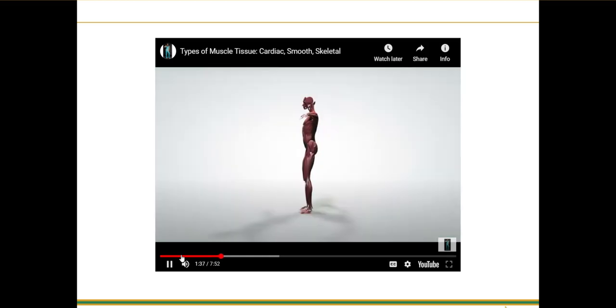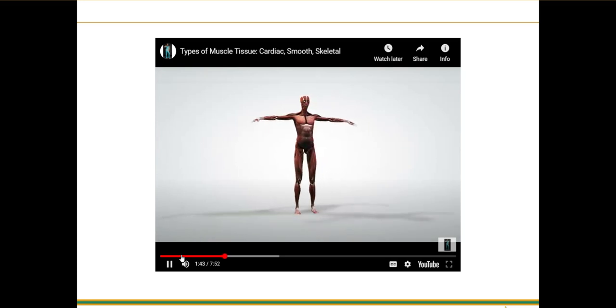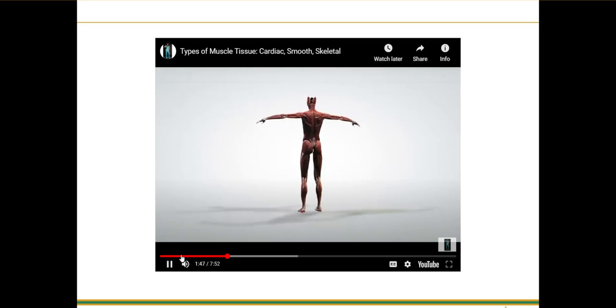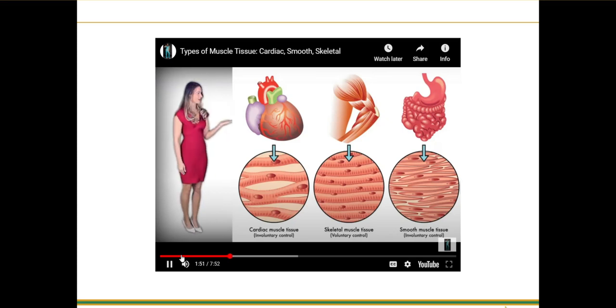Did you know that muscles make up about half of your body weight? Without muscles, we would all literally just be skin and bones. The first thing you need to learn about our muscles is that it is composed of 3 different types of tissues: cardiac, smooth, and skeletal.